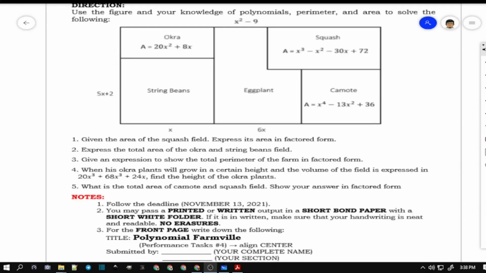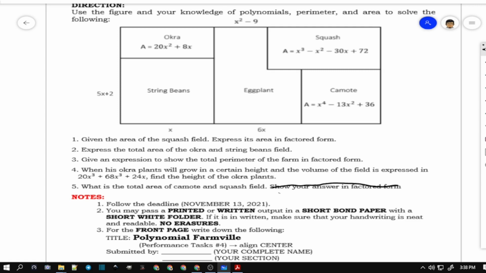For number 5, what is the total area of kamote and squash fields? Show your answer in factored form. Wag na factored form. Medyo komplikado din yung factored form niya. So, you're just looking for the total area. Therefore, you're just simply going to add the area of the squash field. Add mo lang siya sa area ng kamote. So, x cubed minus x squared minus 30x plus 72 plus x raised to 4 minus 13x squared plus 36. And then, simplify your answer. Yun na yung sagot. So, that's it for performance task number 4.